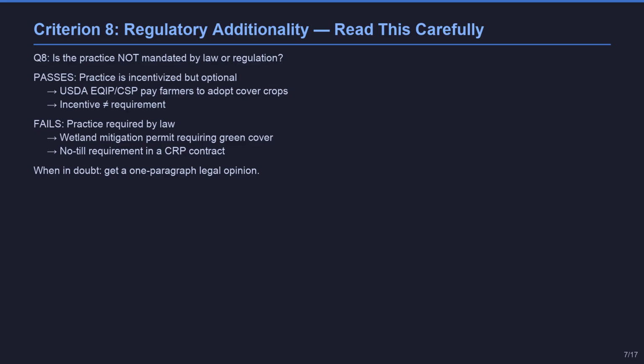What would fail? If state or federal law required cover crops on certain acres, for example, as a condition of a wetland mitigation permit. In that case, the carbon credit is not additional because the practice would have happened anyway. Check the specific programs in your project region. When in doubt, get a 1-paragraph legal opinion confirming the practice is voluntary.